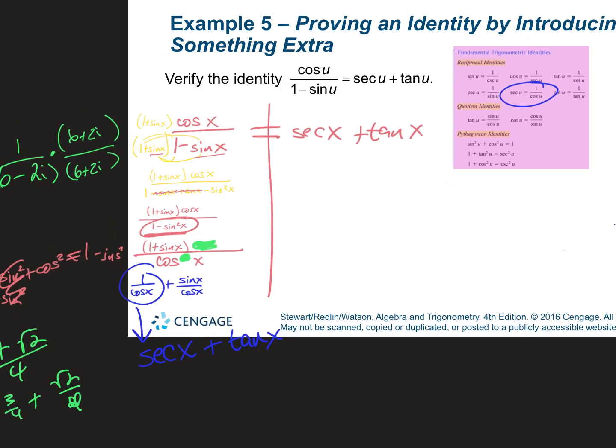What am I trying to get to? Look, secant x plus tangent x. What am I trying to get to? Secant x plus tangent x. You just proved it. You just proved that these two are the same.